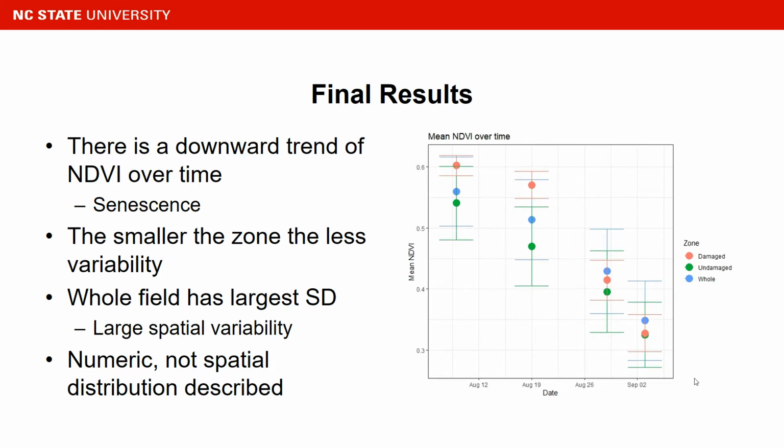And finally, there's numeric but not really spatial distribution described here. So to do that, we might need a different sort of data analysis, and then further analysis to see if the trend lines of these three zones are indeed different.